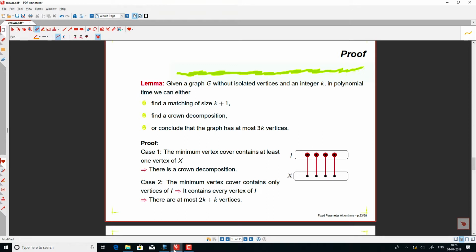Is it possible that there are some more vertices here which are not in the vertex cover? Why not? There are no isolated vertices. This is where we use the fact that there are no isolated vertices. But maybe they have an edge like this. Exactly. Then the vertex cover, who is covering that edge? This is not part of the matching, and if I have something, then this guy must have been picked in the vertex cover. We assume that everything is coming from here. So it contains every vertex of I, and so there are at most k vertices. And here we know there are at most exactly 2k vertices. So totally there are at most 3k vertices. And that is the third condition.